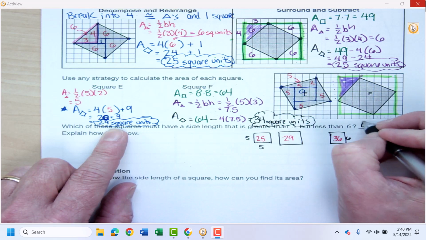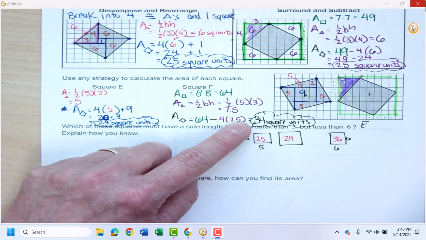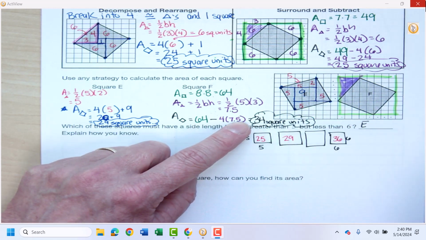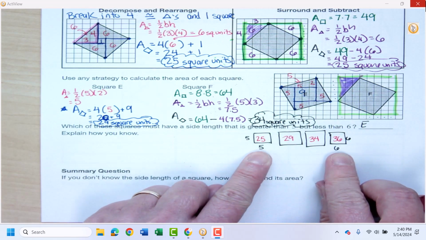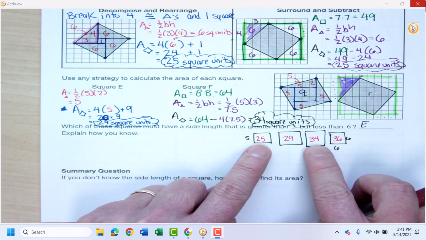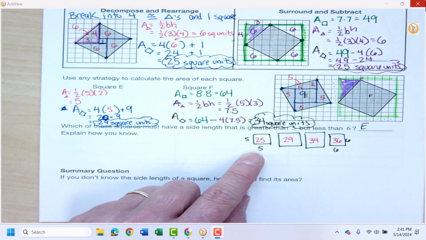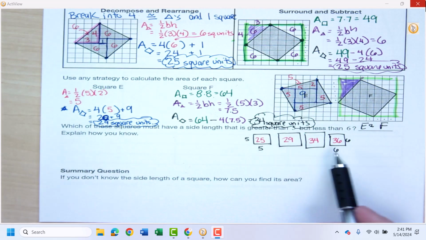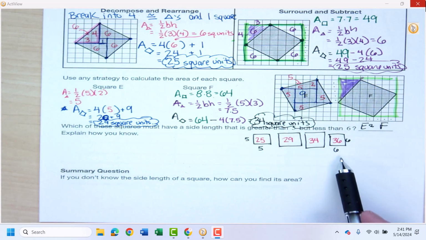Let's look at the other one. This one's 34 square units. Well, it looks like that one's between here as well. Again, 34 is still between 25 and 36. So if the area is between these areas, then the side length must be between 5 and 6. So both of them have side lengths between 5 and 6. Not sure exactly what they are, but I know they must be.